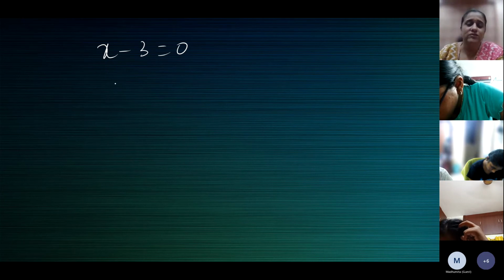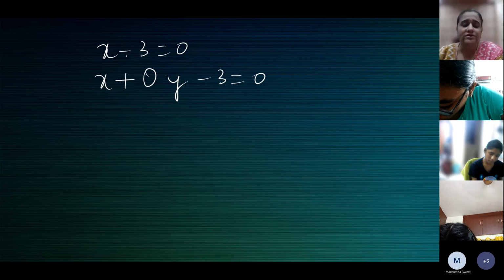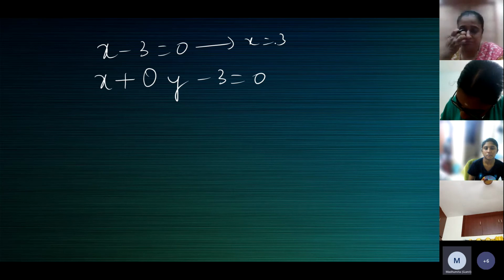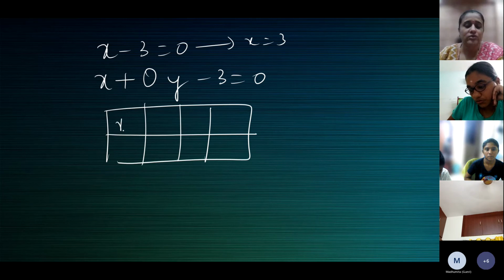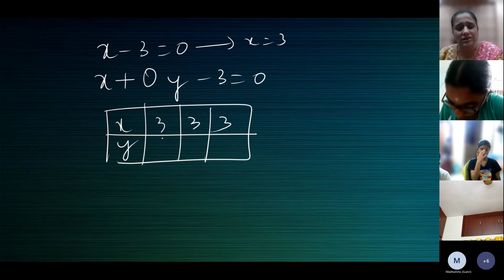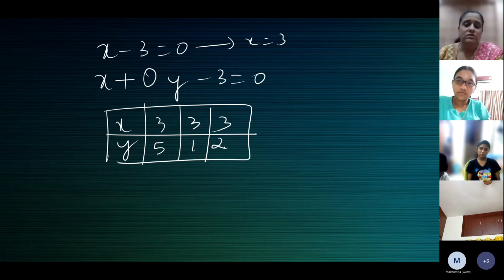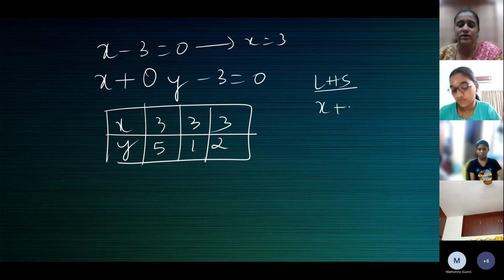How do you treat it as a linear equation in two variables x and y? x plus 0y minus 3 is equal to 0, right? Now, x minus 3 is equal to 0, meaning x is equal to 3, correct? When you take x is equal to 3, that is x is always 3, and give any value for y, say 2, and now check if it satisfies the equation x plus 0y minus 3.